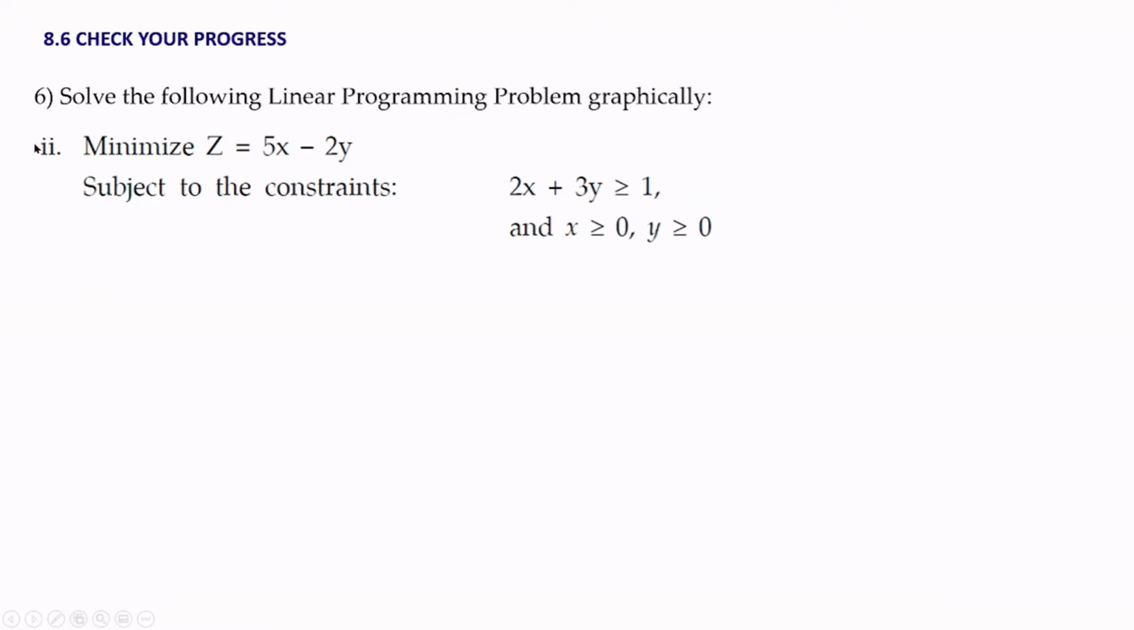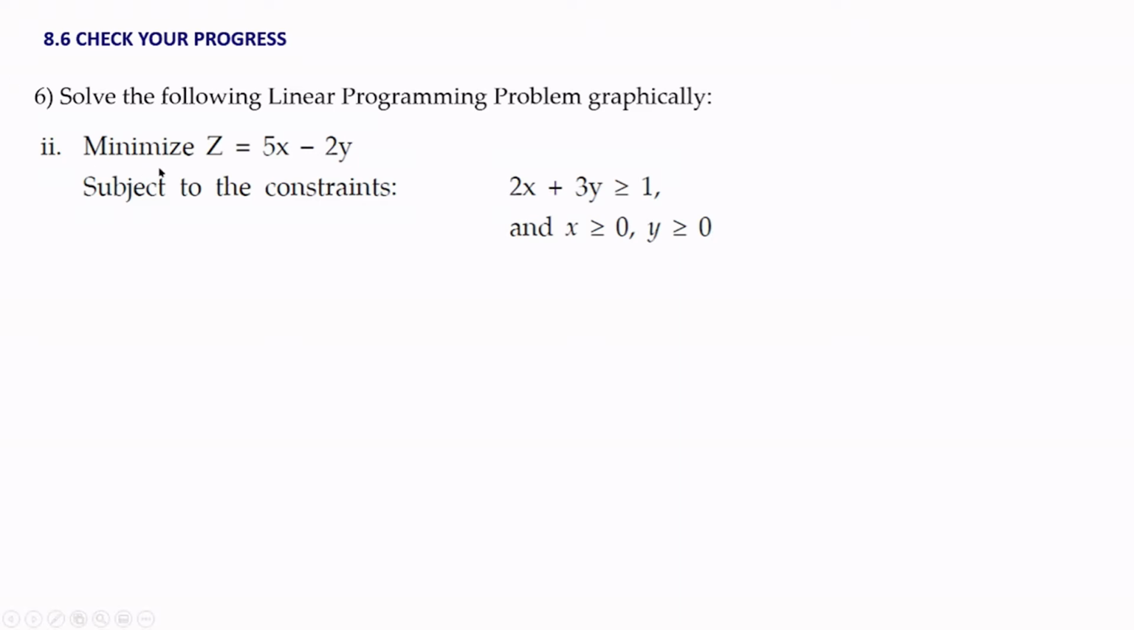So here we have the 6th question, solve the following linear programming problem graphically. In my previous videos, I have explained about mathematical formulation of a linear programming problem, then how to solve a linear programming problem when the feasible region is bounded and when the feasible region is unbounded. So let us remember all those and let us solve these questions.